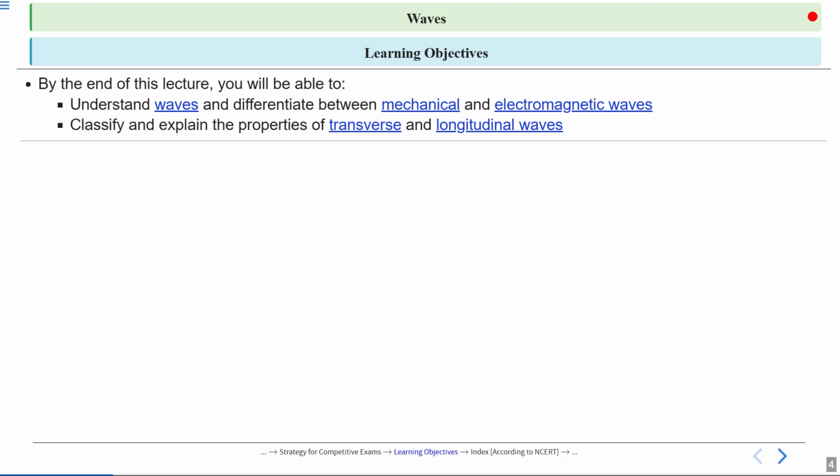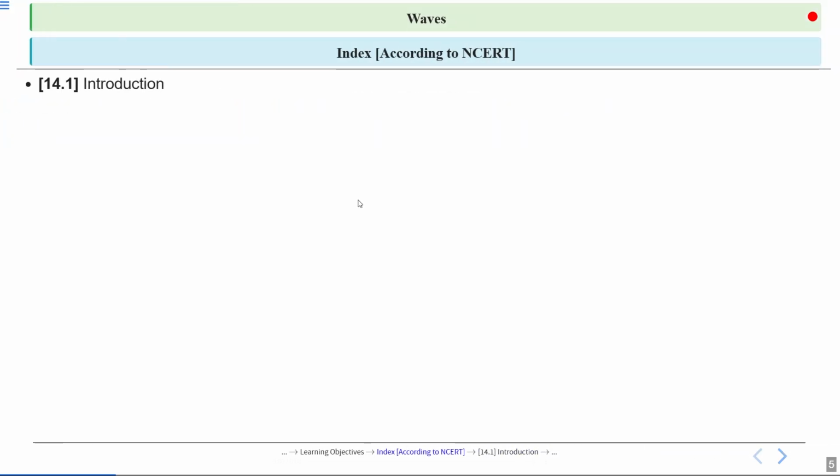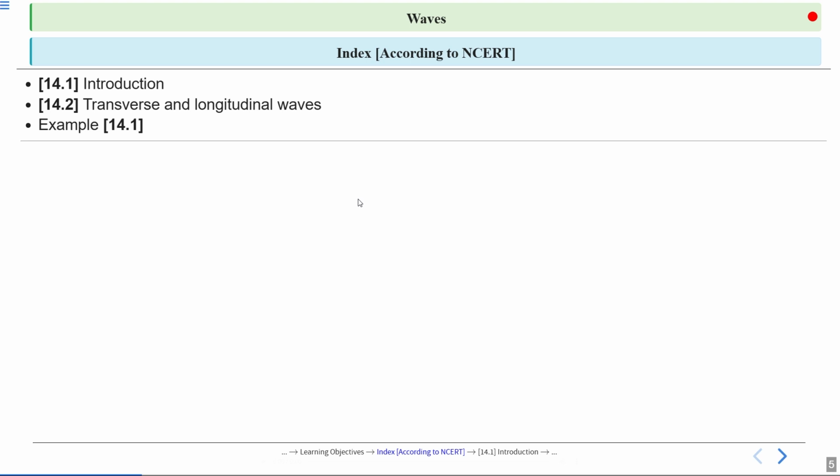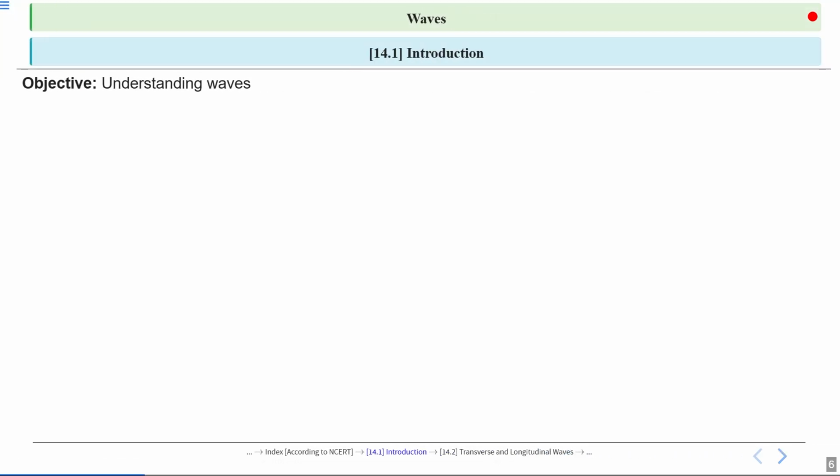Alright, this is our index. So in today's session, we will cover first 14.1 introduction, then 14.2 transverse and longitudinal waves, and last we will solve an example 14.1. Let's start by introducing waves.